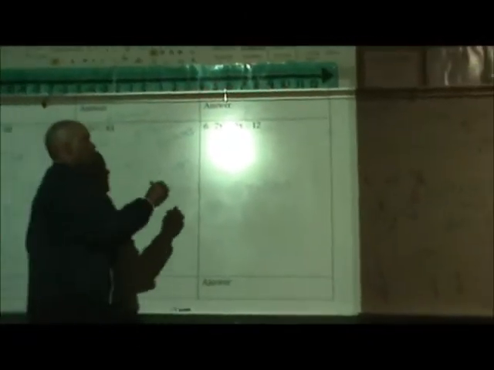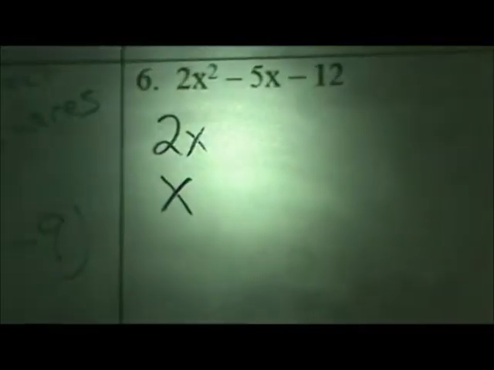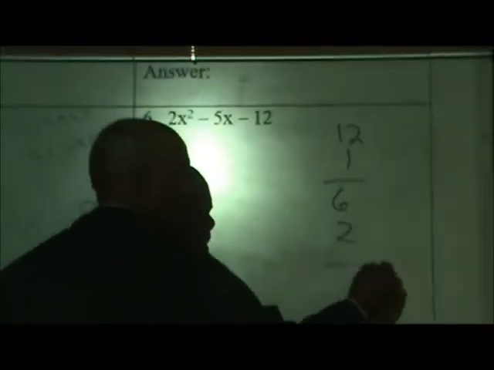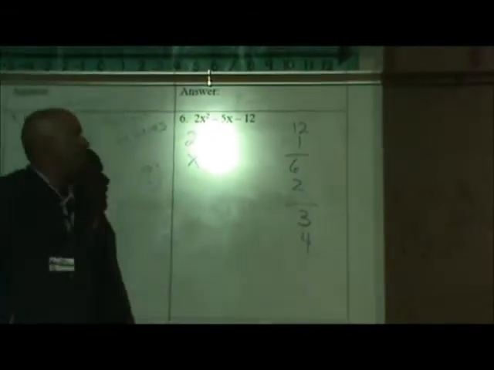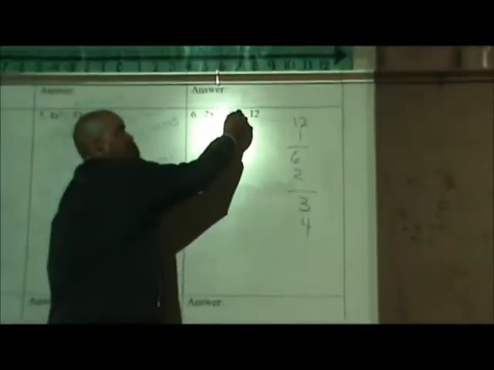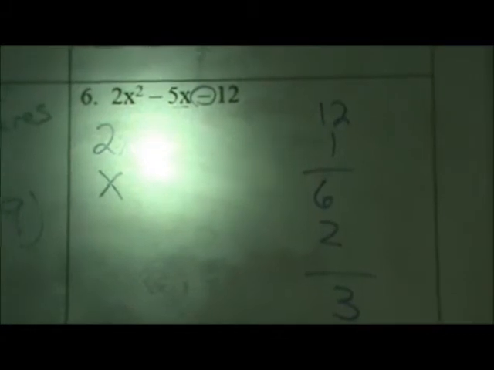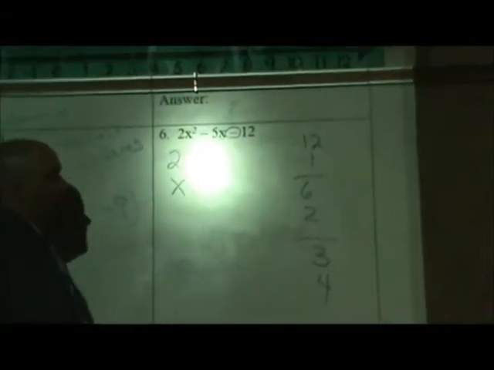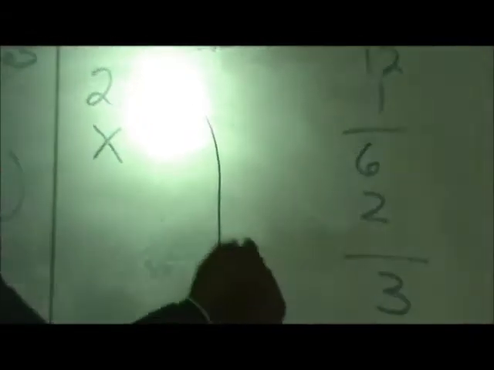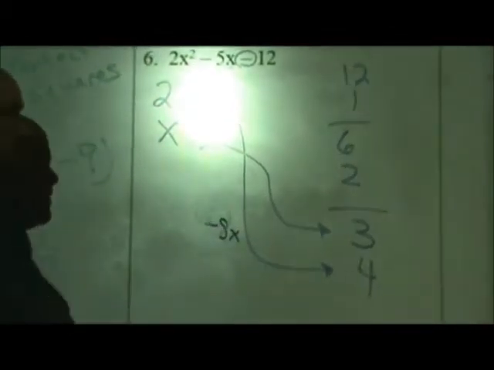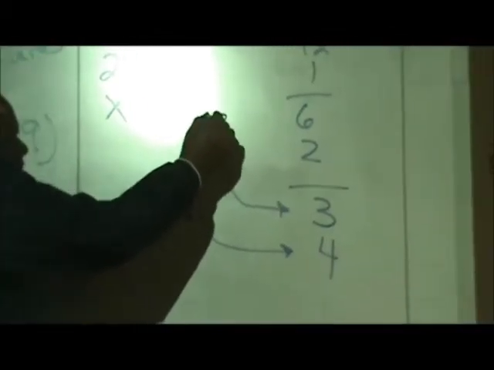This one here. 2x times x, right? And then we just did 12 somewhere. It's 12, 1, 6, 2 and 3, 4. Which combination will give me a difference of 5? How about 8 and 3? Isn't 8 minus 3, 5? I want the 8 to be a negative 8x. I want 3 to be a positive 3x.